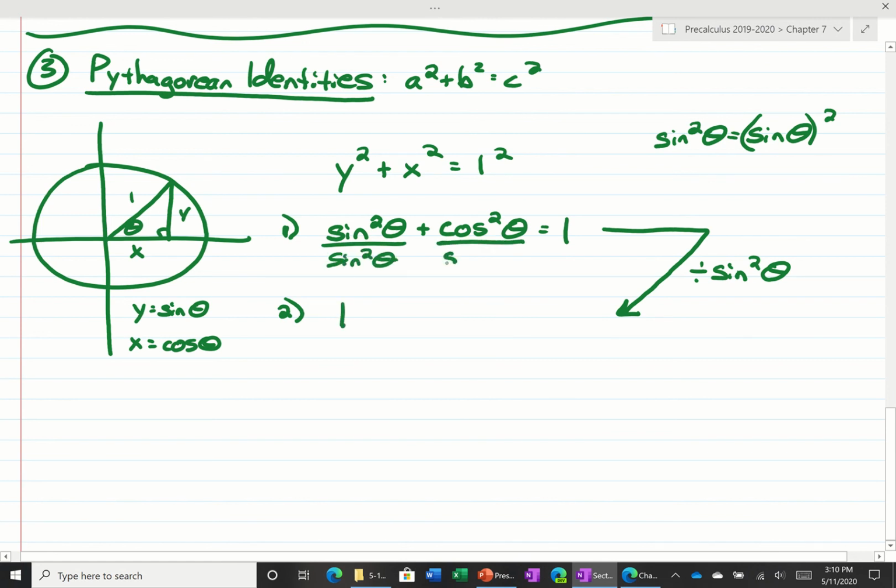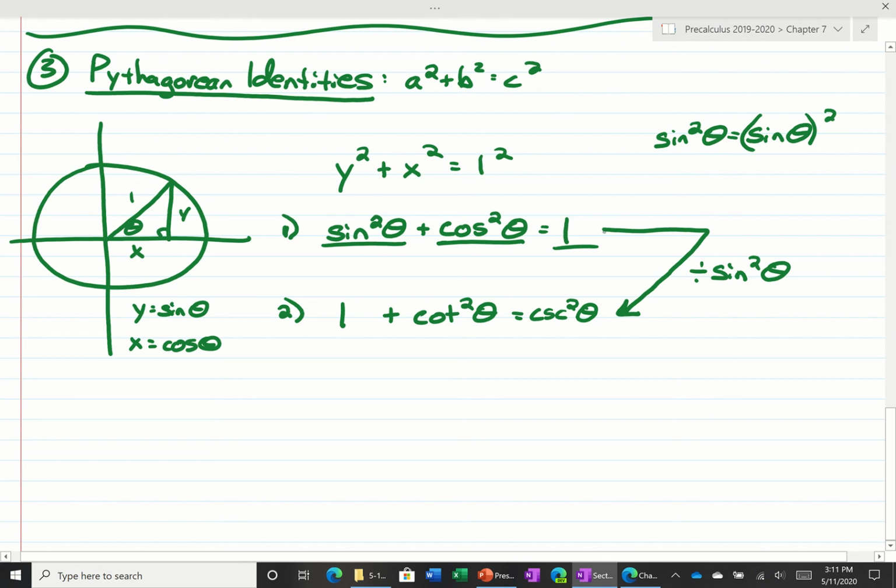Cosine squared of theta divided by sine squared of theta, well, this was a quotient identity, that's cotangent squared of theta. And 1 divided by sine squared of theta is cosecant squared of theta. That gives us another identity.